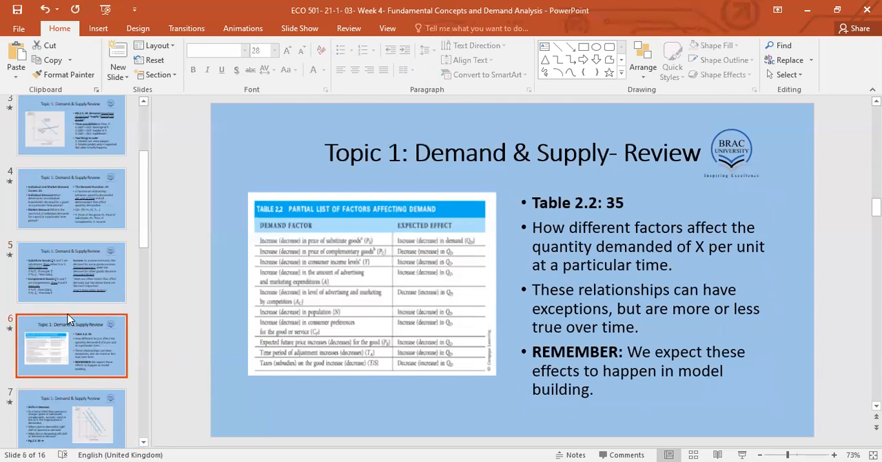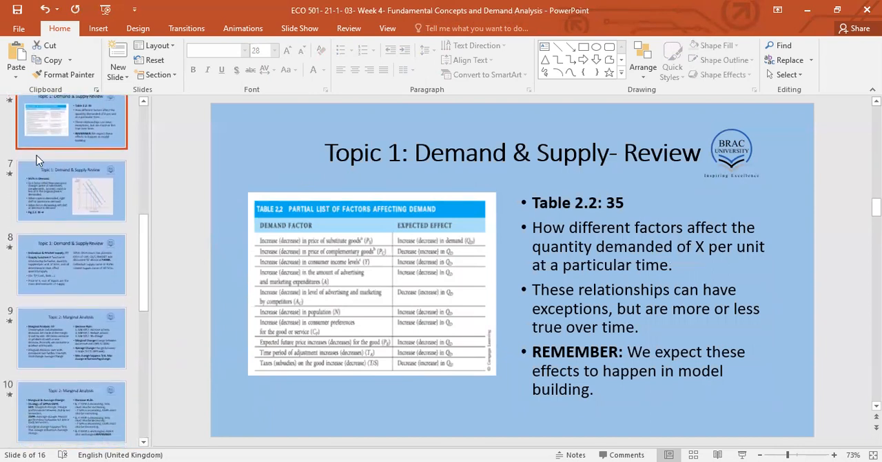Over here in table 2.2 on page 35, we will see, for example, what happens when the price of a substitute changes, price of a complement changes, the consumer's income changes. And then we have other factors, for example, advertising, for example, increase in population. We will be discussing these during the discussion class. For the time being, you try to look at table 2.2 on page 35 and see what it says.